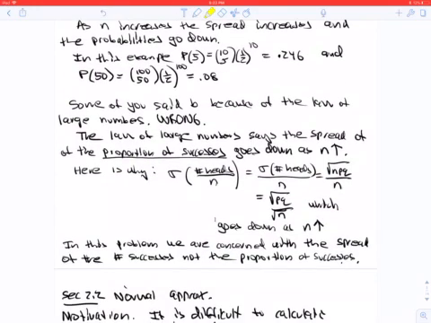Now some of you said B, and cited the law of large numbers, but the law of large numbers is about the proportion of successes, not about the number of successes. So it does not apply. The proportion of successes, or I should say the spread of the proportion of successes, does go down as n increases.